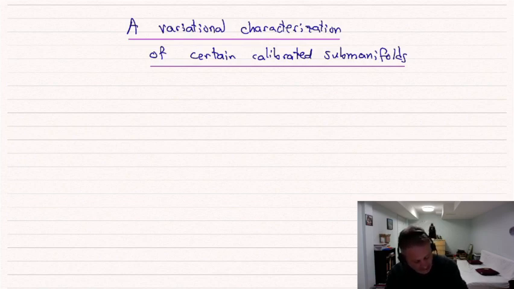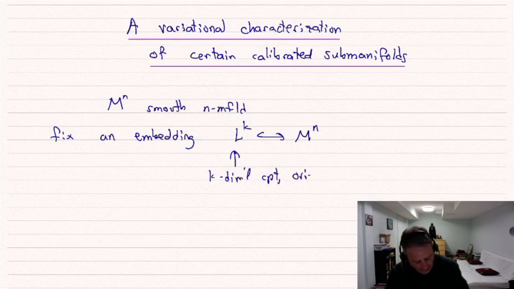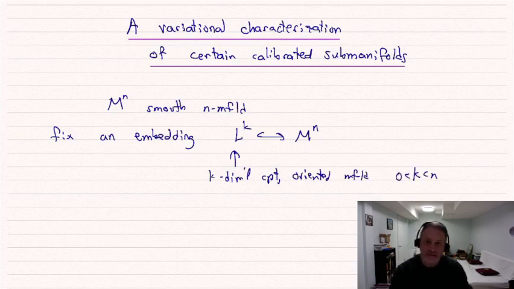So here's the setup. We have a smooth n-manifold M^n, and we fix an embedding of L^k into M^n, where this is a k-dimensional compact oriented manifold. Of course, k is less than n in dimension. And the idea is the following.